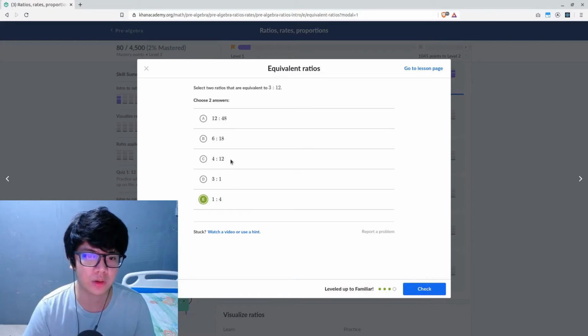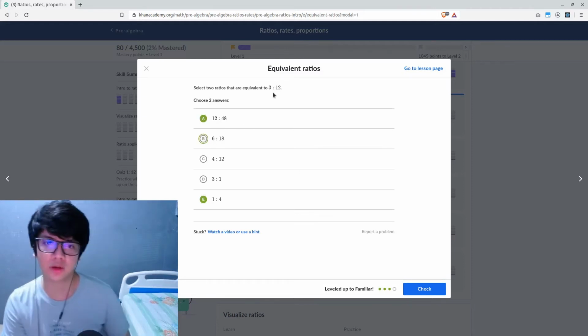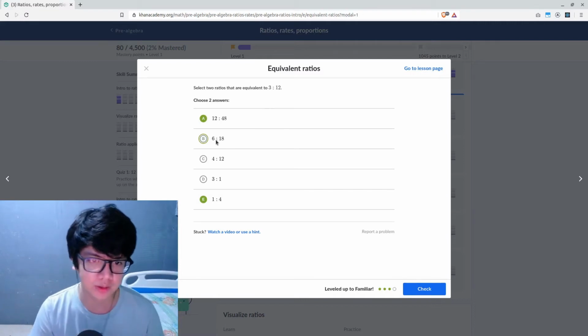And also, let's see, I think 3, 6, 18 would work. This is by, no, actually not. This is by 4. 3, 12. If we multiply this by 2, get 24. Multiply this by 4, 48. And 1, 4. Yeah, cool.